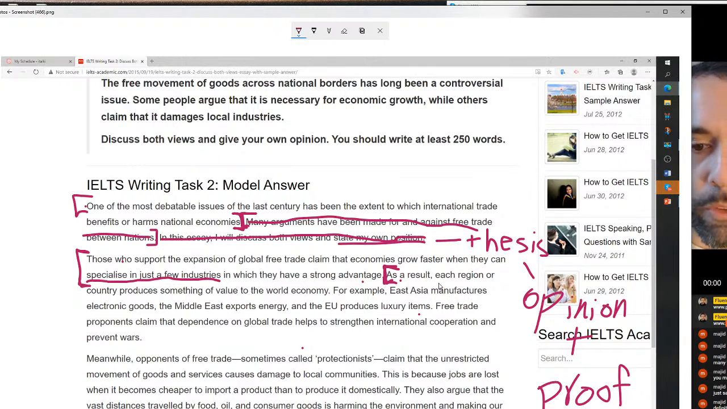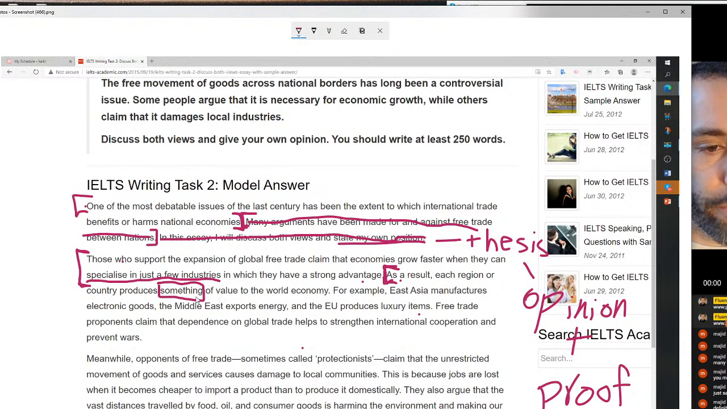But let's move on. "As a result, each region or country produces something of value to the world economy." Try not to use "something." This is one of those words that an examiner sees, and they're automatically thinking band 6, if not lower. If they see a word like something or anything or stuff or good, these are just alarms sounding off in your examiner's mind, because these are just low level vocabulary. Try to push it. So that's a problem. And Majid's mentioning there's no supporting sentences, and we're going to get to that.